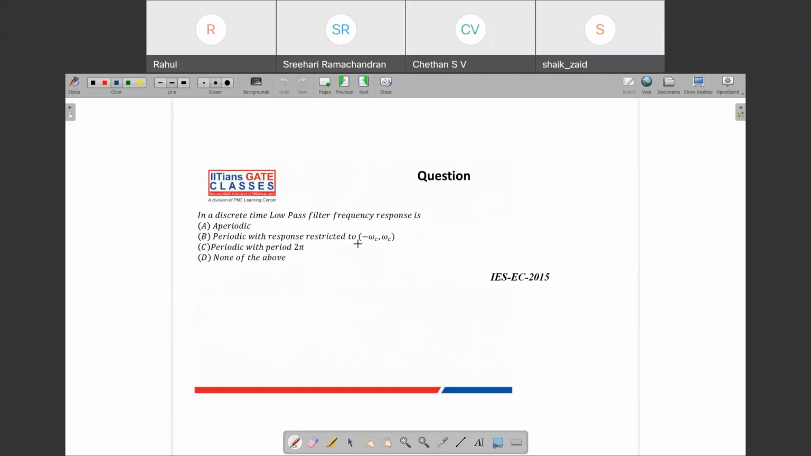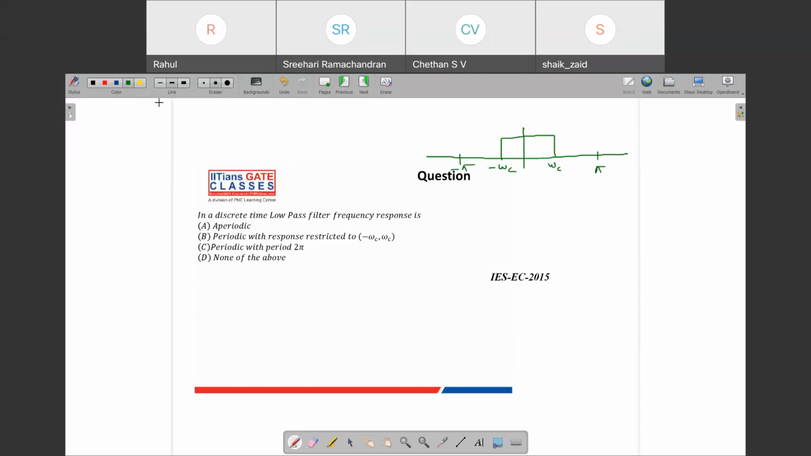Here the discrete time low pass filter frequency response is shown. Here we are talking about the discrete time low pass filter, and when you plot it from minus pi to plus pi, this is how it is going to look, with some cutoff frequency.